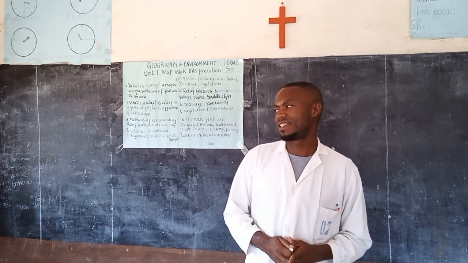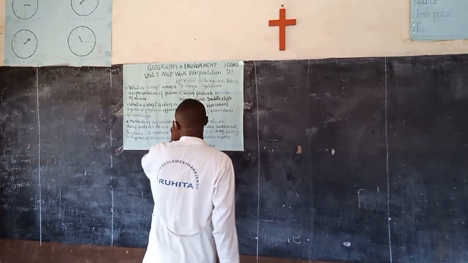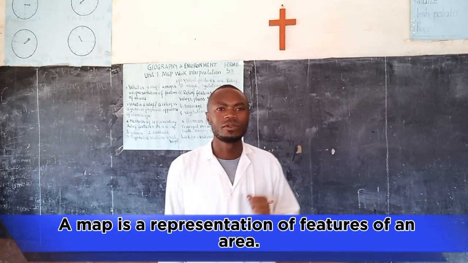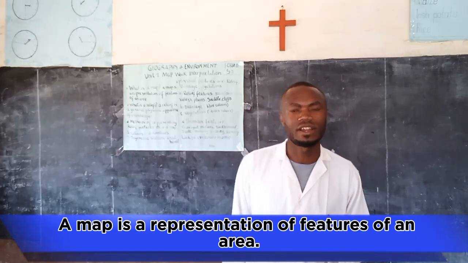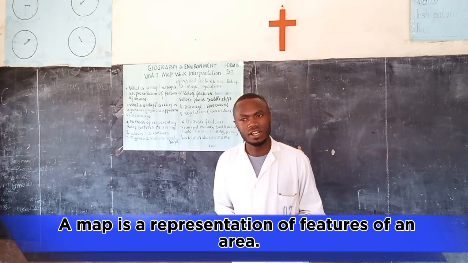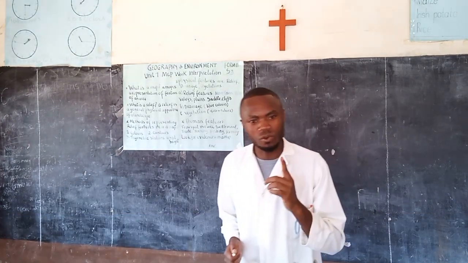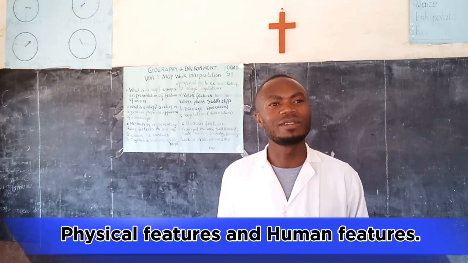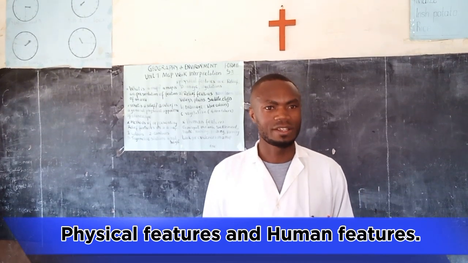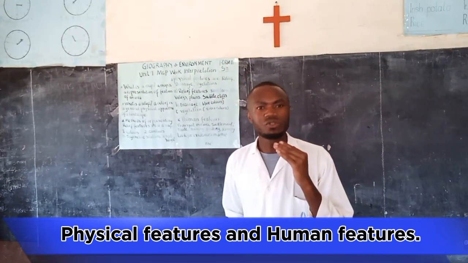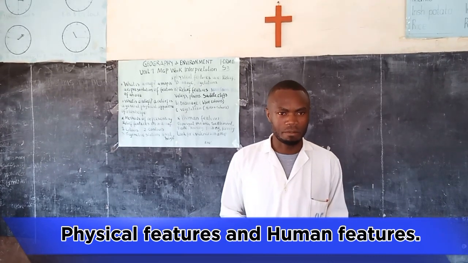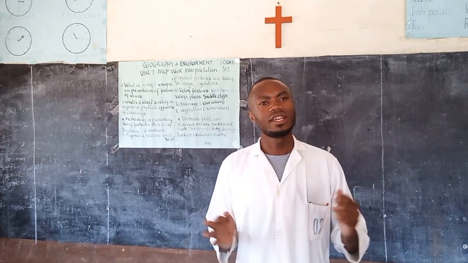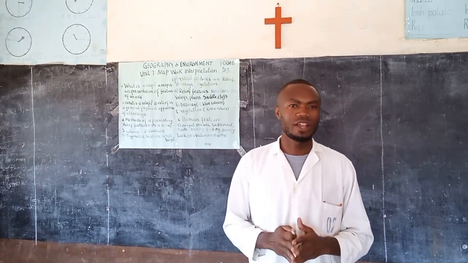Let's start now. What is a map? A map is a representation of features of an area. If you are describing a map, we need to know what are physical features and what are human features. Those are the features we describe on a map. Let me show you some pictures here, then you tell me the different types of map we have seen.